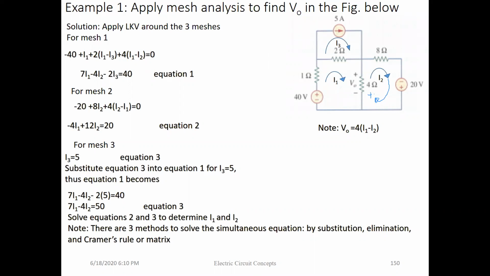Okay, so for equation number 1, as stated here, we have minus 40, and then we have I1 times 1, and then we have I1 minus I3.